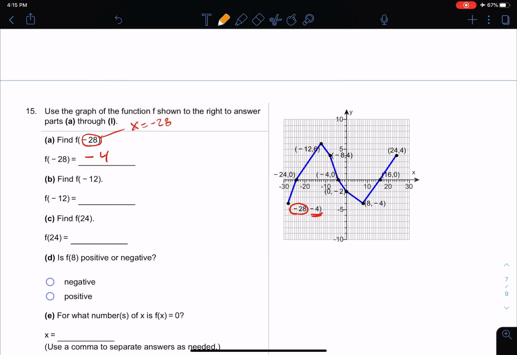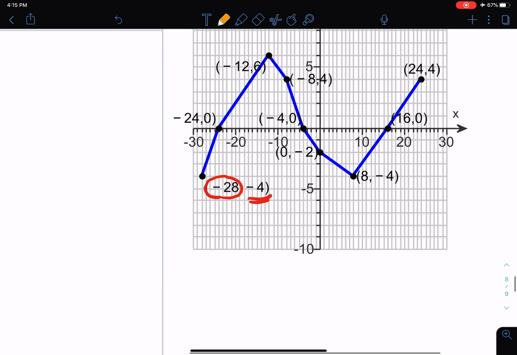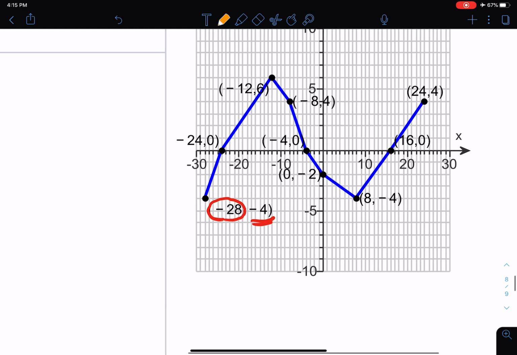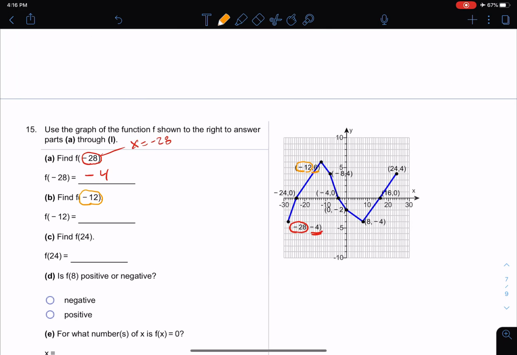Let's try another one. Now we're asking when x is -12, what is it partnered up with? And I see a -12 right here for x. And its y value is 6. So we would say f of -12 equals 6.